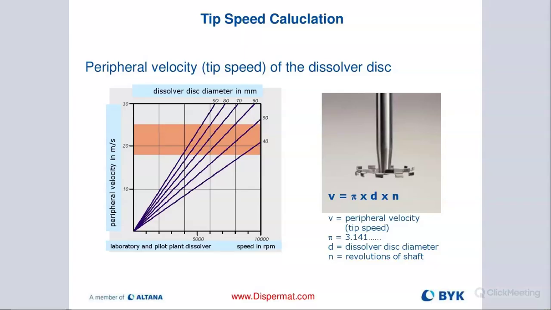Okay, the other critical part is the tip speed. As I mentioned earlier, we're aiming for about 18 to 25 meters per second of peripheral speed. And the calculation there is pretty simple.